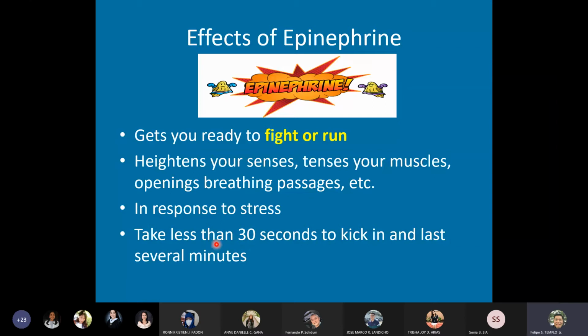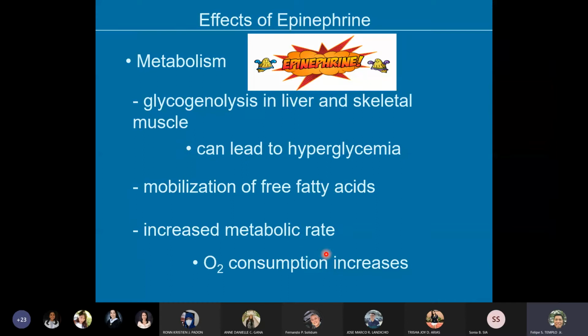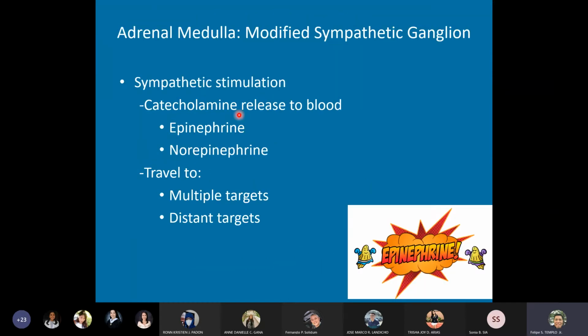So take note, this fight or flight reaction kicks in less than 30 seconds after the stimulus. So you can imagine those catecholamines will be produced in those seconds. Of course, as I mentioned earlier, you have some reserve norepinephrine, but it depends on the stimulus. If the fight or flight reaction is so intense, you have to synthesize more. So they are produced. So these are epinephrine and norepinephrine.